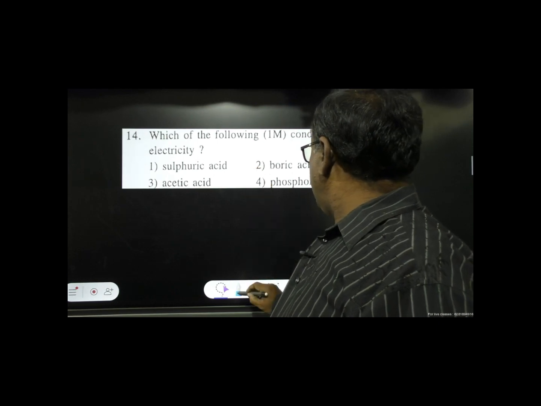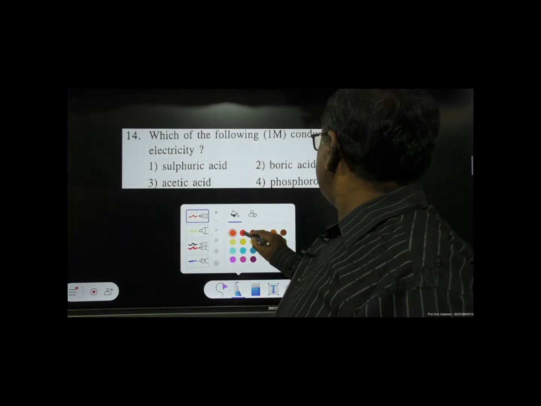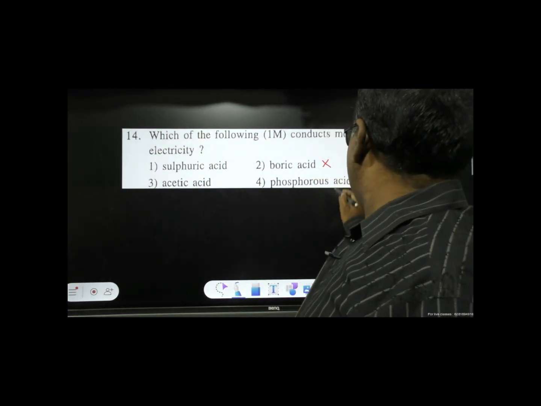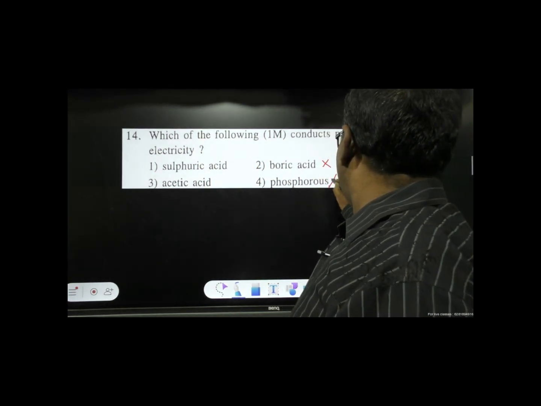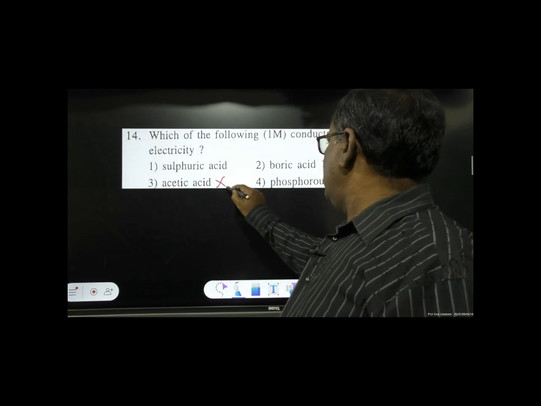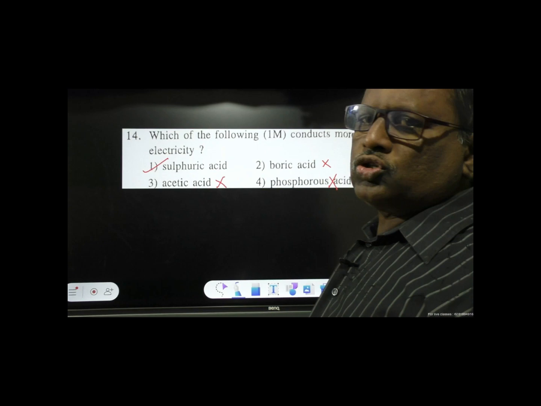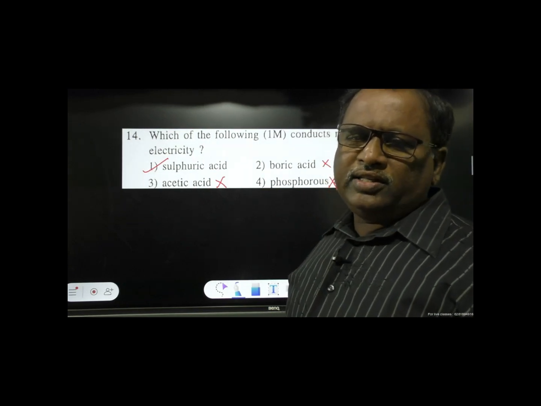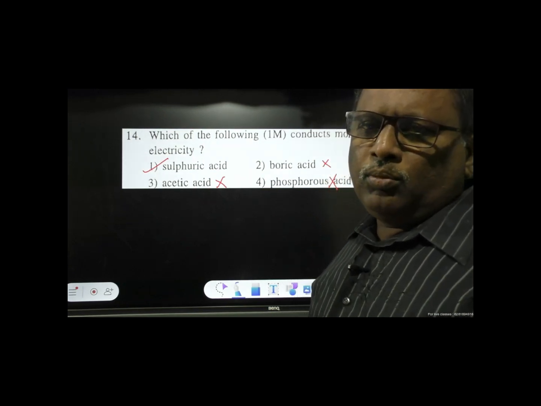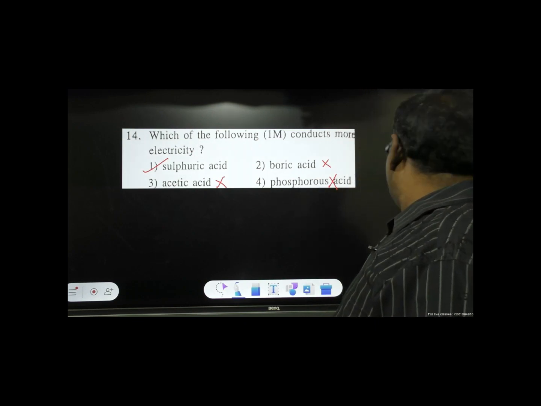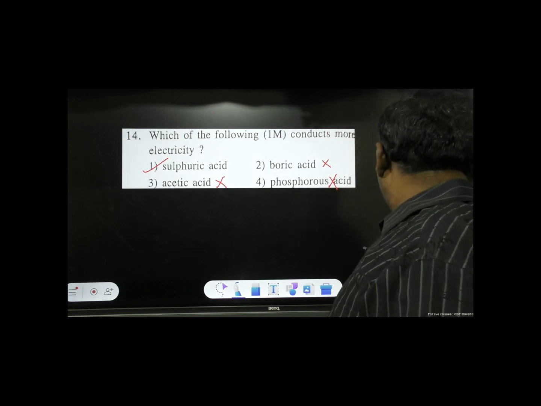Now let us verify the other options also. Boric acid is a weak acid, so it cannot conduct much electricity. Phosphoric acid is also a weak acid. Acetic acid is also a weak acid. So the first option, sulfuric acid, since it is a strong electrolyte, ionizes to a large extent to give more ions and conducts more electricity.